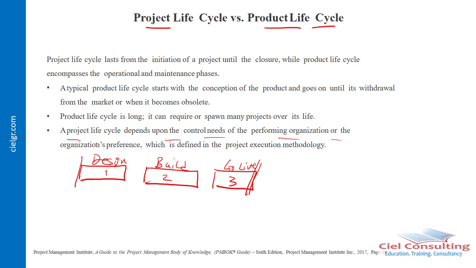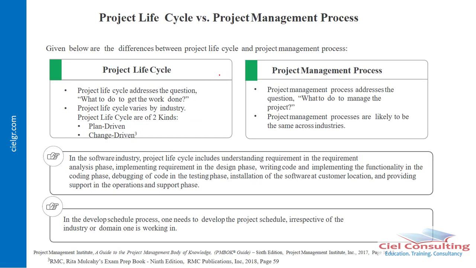The number of phases that the organization decides to break down the project into is totally dependent on the amount of control that the organization wants to have on the project. So that's why we say that the project life cycle is dependent on the control needs of the performing organization. So remember, we talked about the project life cycle. It addresses the question of what to do to get the work done. And then also the project life cycle varies by industry.